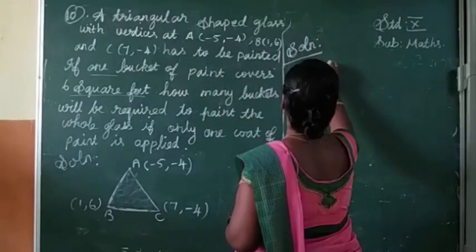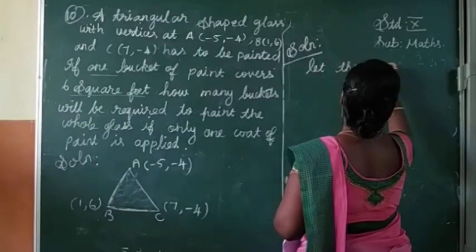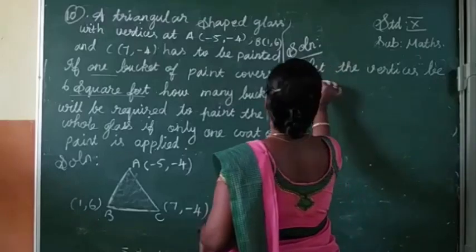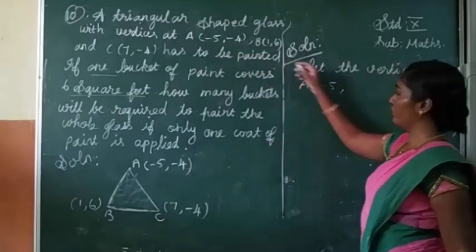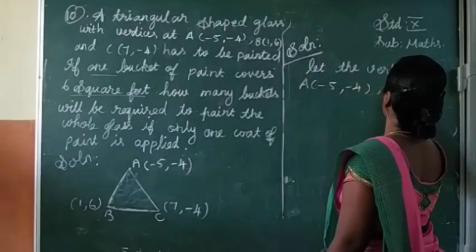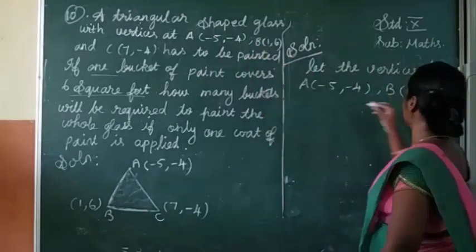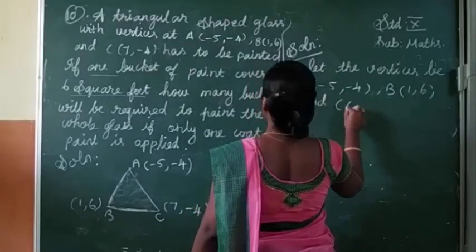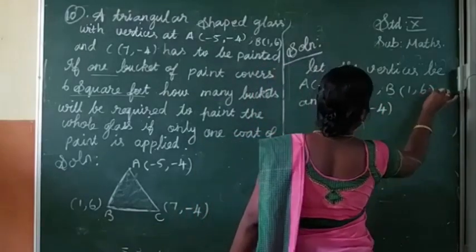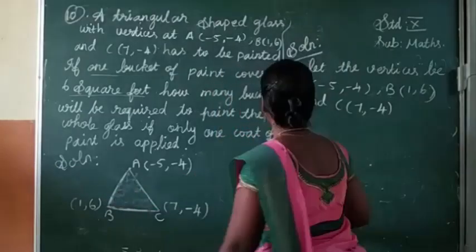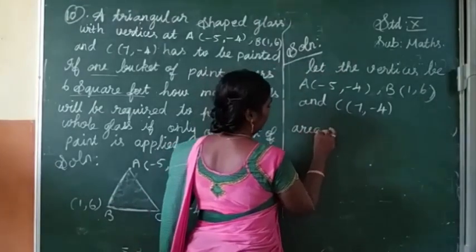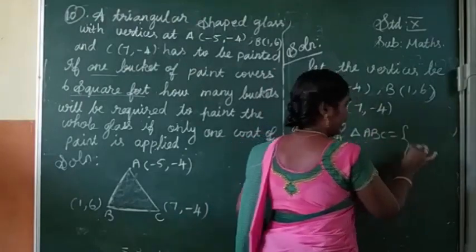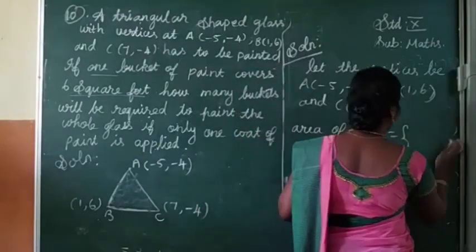Let the vertices be A of minus 5 comma minus 4, B of 1 comma 6, and C of 7 comma minus 4. First we want to find the area for this glass. So first write: area of triangle ABC is equal to, we know the area formula, just write the area formula.